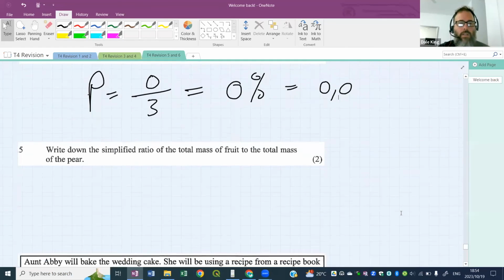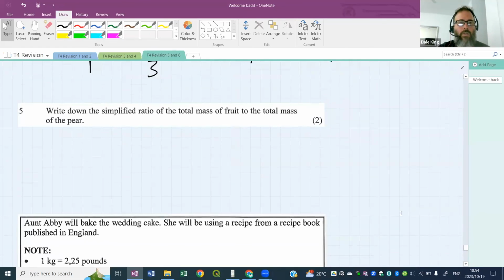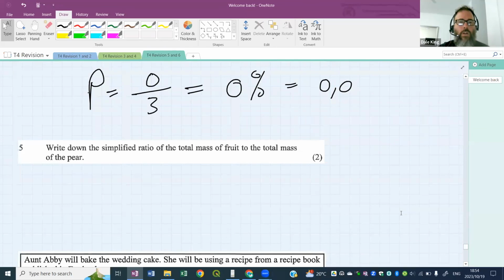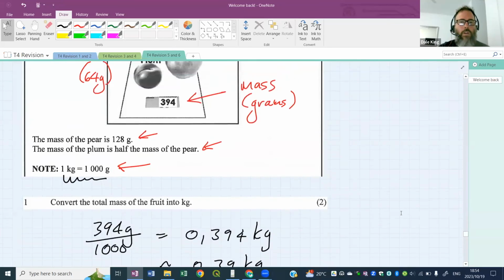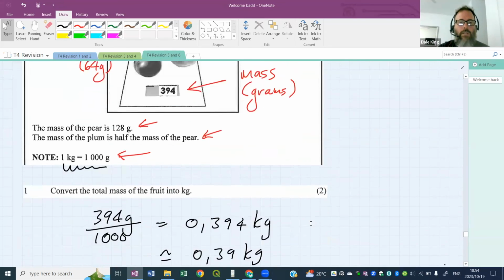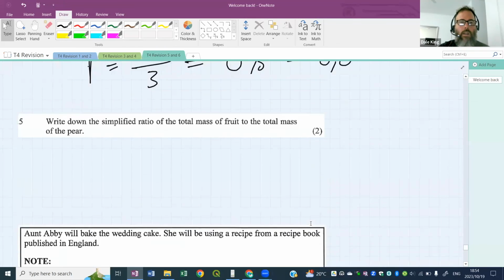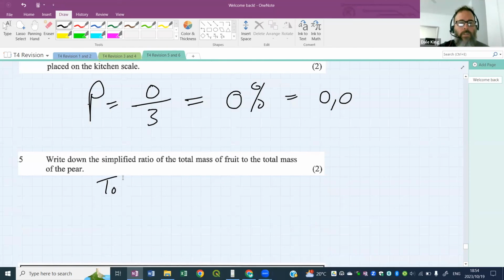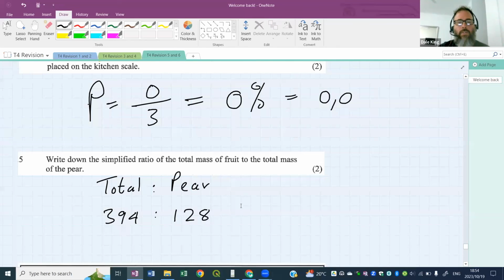There's another one here. Let's see. Write down the simplified ratio of the total mass of fruit to the total mass of the pear. All right, let's go back up to the top. The total mass of fruit is 394. The pear is 128. So let's write it out. We need the total to the pear, please. Which means it's 394 to 128, if I'm not mistaken.